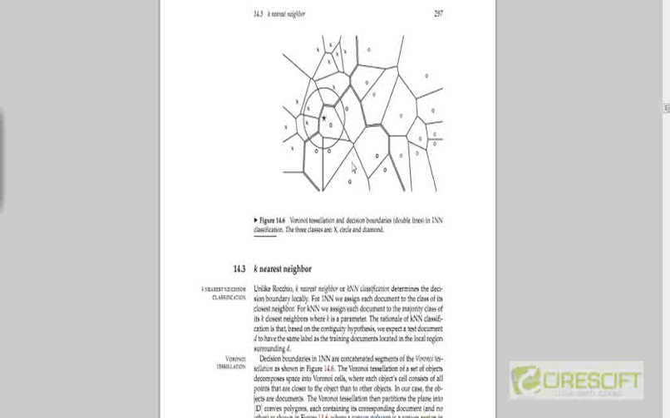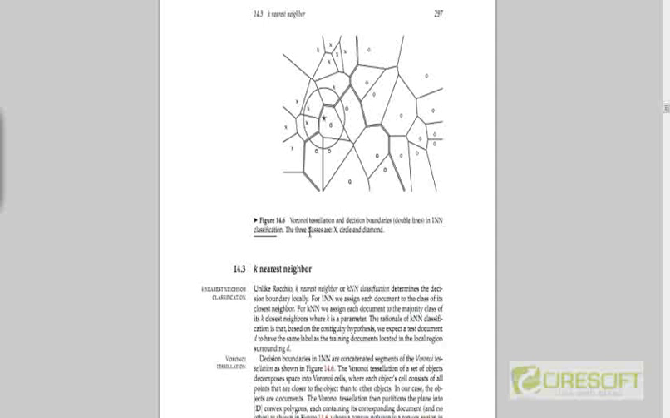Now, when k is equal to 1, what's going to happen is that the entire vector space will get partitioned into a set of regions. Each region or each cell in this vector space corresponds to a region of space which is closer to this particular point than to any other point. So each document will create its own neighborhood, and every single location in the vector space will fall into the neighborhood of some point based on which point is closest to it.